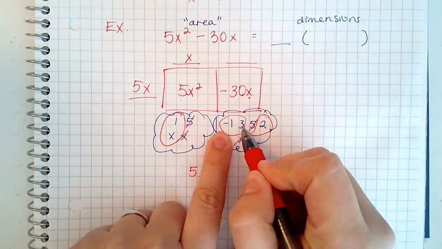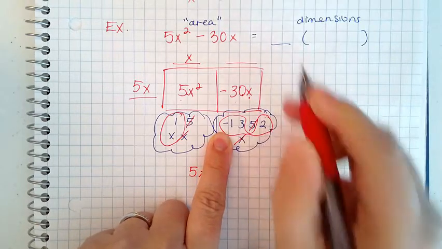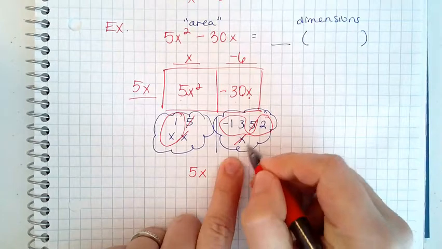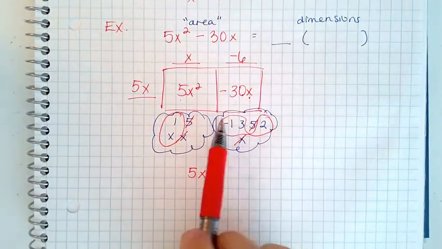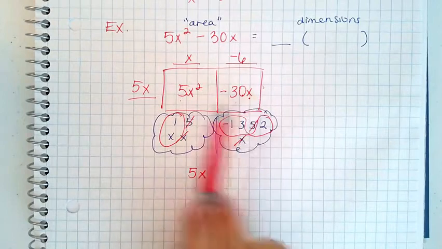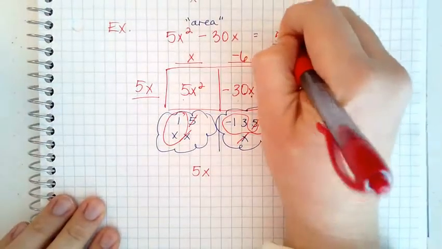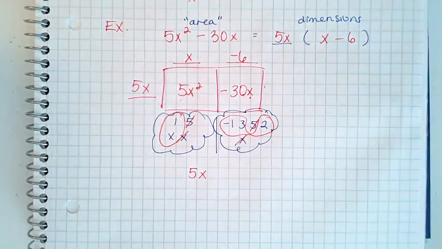-1 times 3 times 2. -1 times 3 is -3, times 2 is -6. So I've got -6 and I have no variables. Okay, so what I did was I went for my area, which was given, and I found my dimensions. So I'm going to fill in my answer. My answer is 5x times x minus 6.